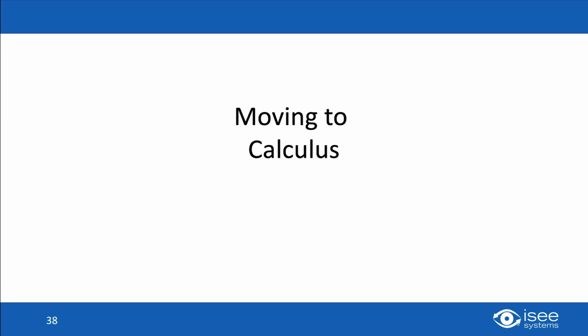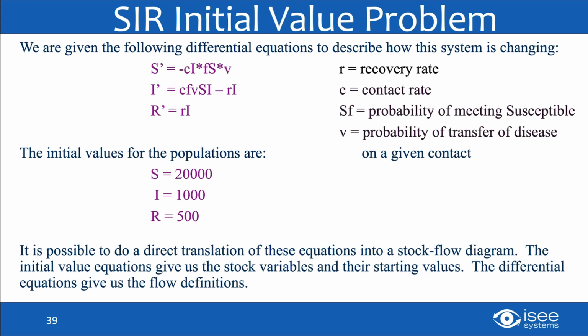I will quickly show you one example that I think is a very useful application of system dynamics modeling in a calculus class. Consider the traditional spread of an epidemic model studied via differential equations in calculus. S stands for the susceptible population, I for the infected population, and R for the recovered population. Initial values are given for each population. Also, the differential equations for how each population changes over time are provided.